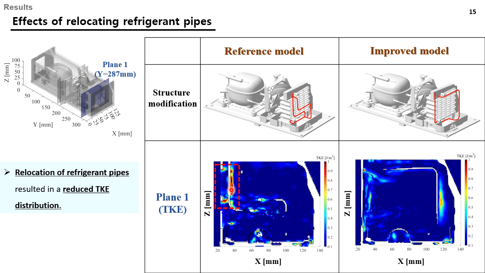Next is the effect of refrigerant pipes location. In the reference model, since the refrigerant pipe is located downstream of the inlet, the TKE value is very high. By relocating the refrigerant pipes in the improved model, we can see a reduction in TKE distribution.